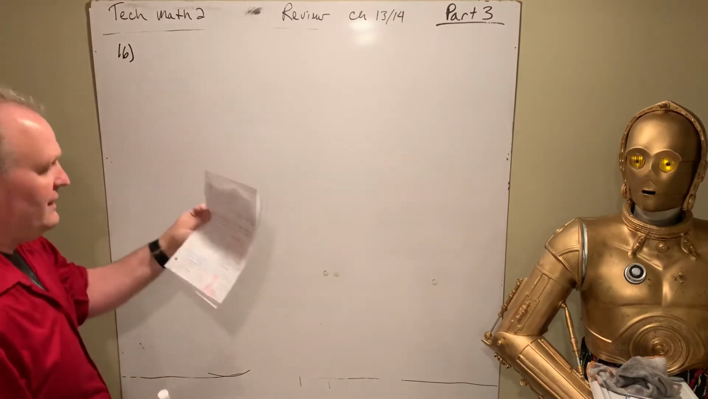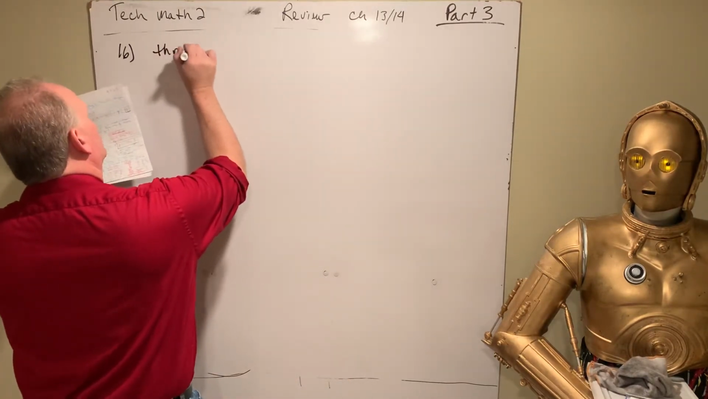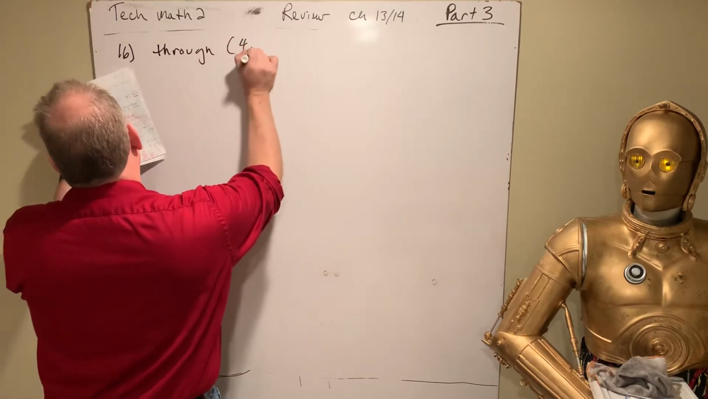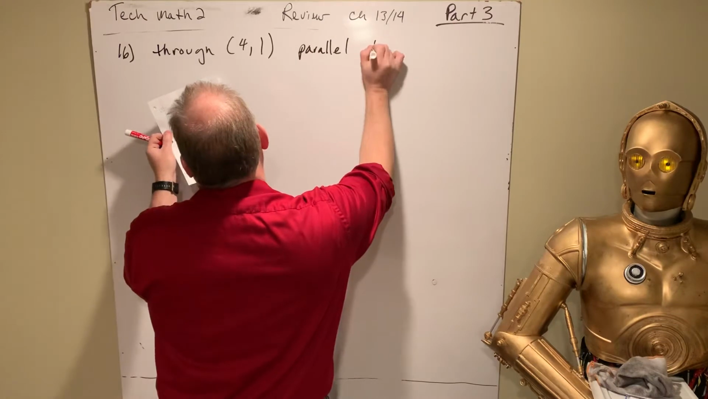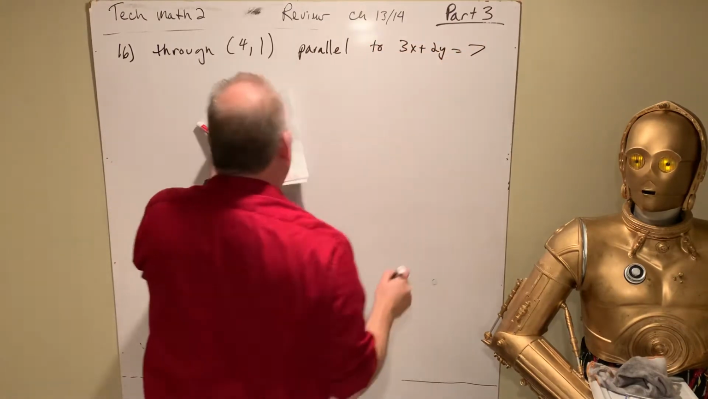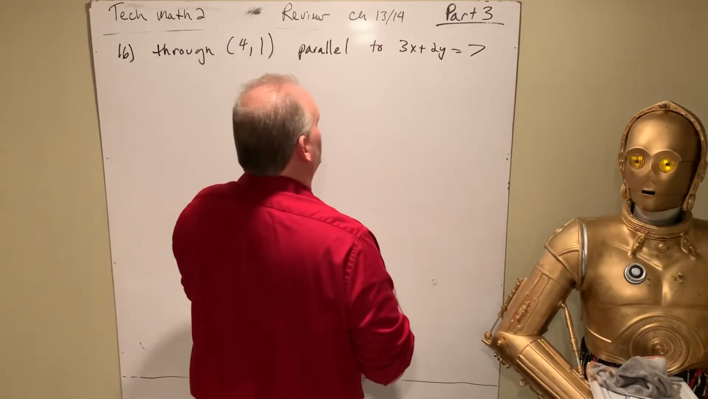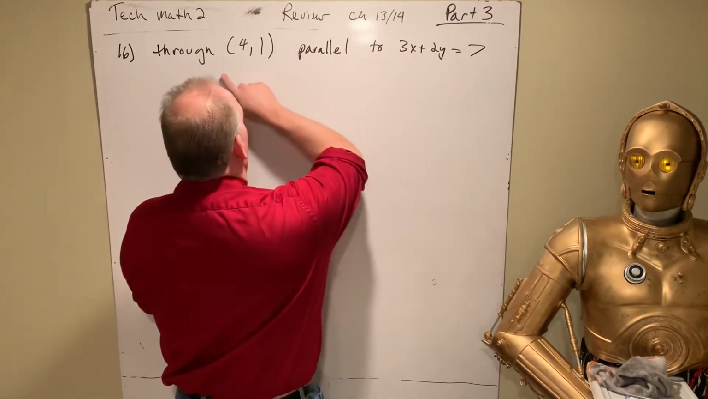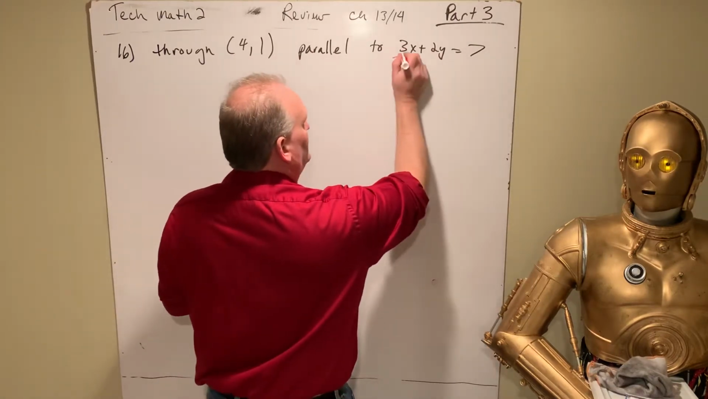Write the equation of the line passing through (4, 1), but parallel to 3x + 2y = 7. Ay, caramba. On the test, it won't be that involved. It's going to just give you the slope, I think. I think they say through this point with this slope. Or if it is parallel, it's already solved.